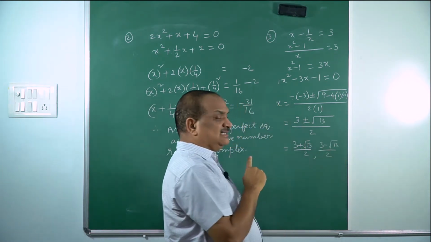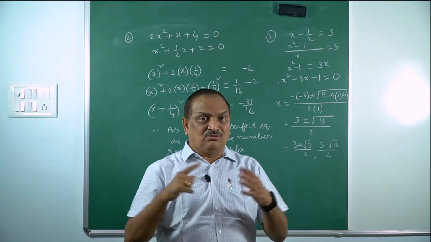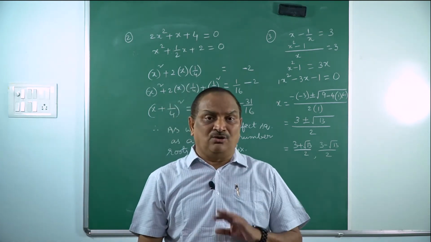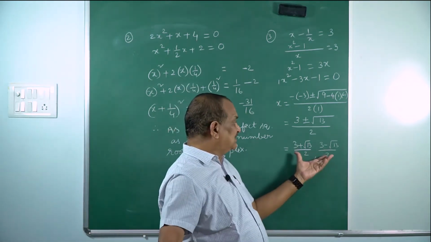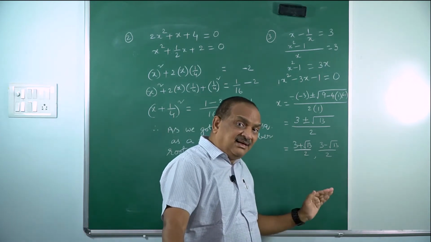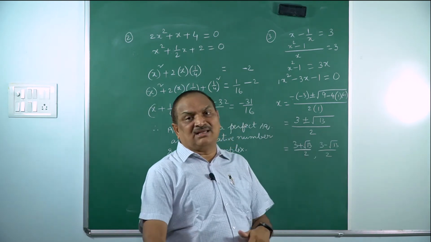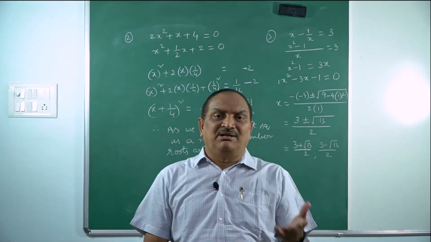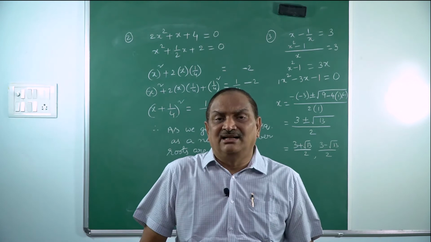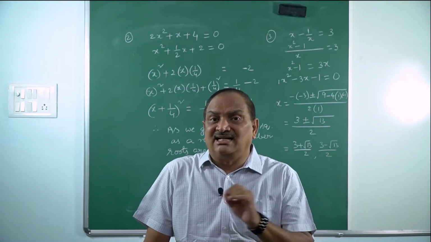These are not complex numbers. We won't go into the imaginary part. No, these are just irrational numbers. These are real numbers very much. But the only thing is that the roots can't be resolved further because you don't have a perfect root of 13. So those numbers are irrational numbers.